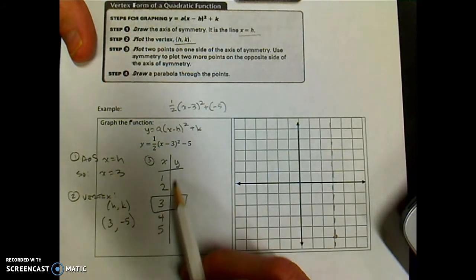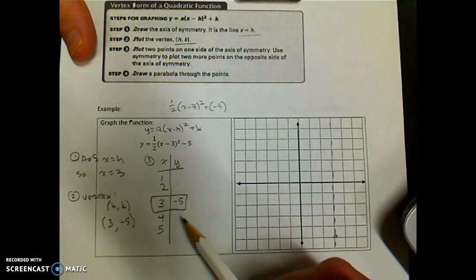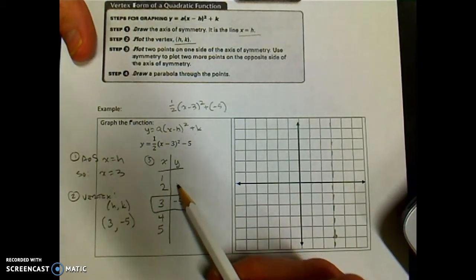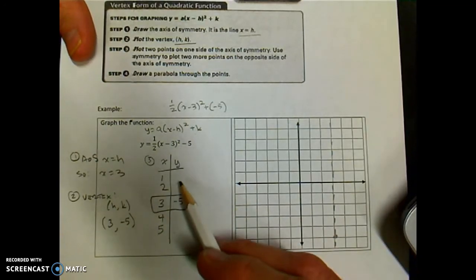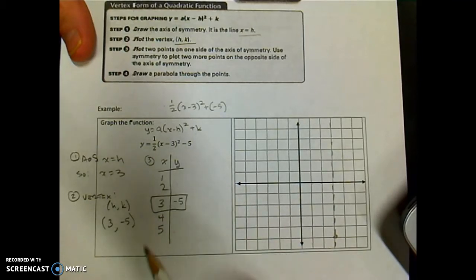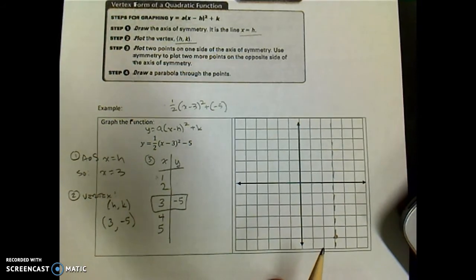Now our job is to go in and find the y values that go with 1 and 2 and 4 and 5. Because we've front-loaded the work, we know that the values for 1 and 2 are going to be the same as the values for 4 and 5 because of symmetry. So we only need to calculate 2 of these. I can either do 1 and 2 or 4 and 5, but I don't have to do all 4. Most people like to work with numbers that have a smaller absolute value. So let's go ahead and use x equals 1 and x equals 2.